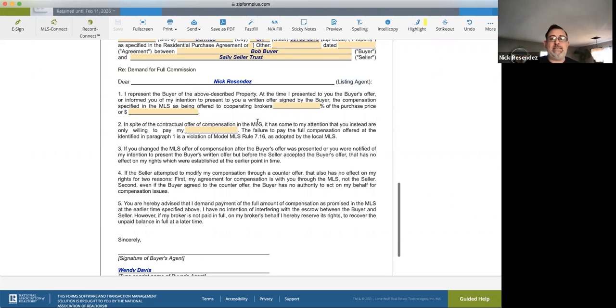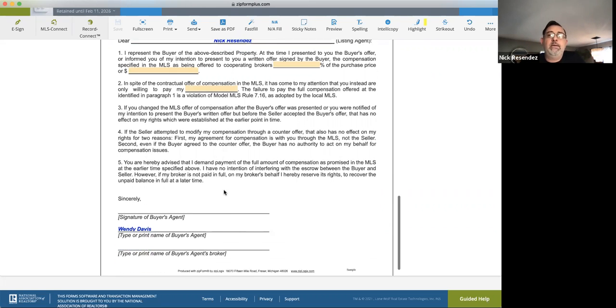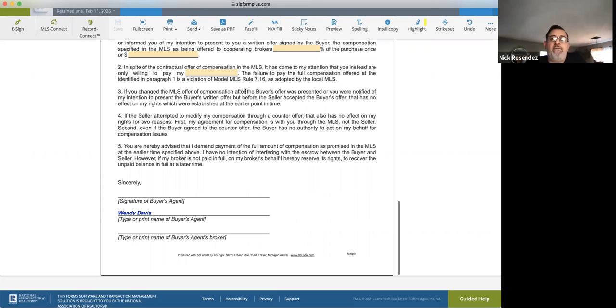We had a compensation in the MLS that was noted, but you are only willing to pay me whatever. Maybe it was 2.5, but now you're saying I'm only going to do a 2% commission. It says if you change the MLS after our offer was presented or you were notified, that has no effect on the compensation rights. So what is in the MLS is what the offer of compensation is. If the seller attempts to modify the compensation through a counteroffer, that also has no effect on my rights for a couple of reasons. One, my agreement for compensation is with the listing agent through the MLS, not the seller. And second, even if the buyer agrees to the counteroffer, the buyer doesn't have the authority to act.